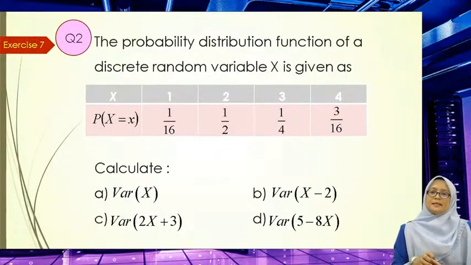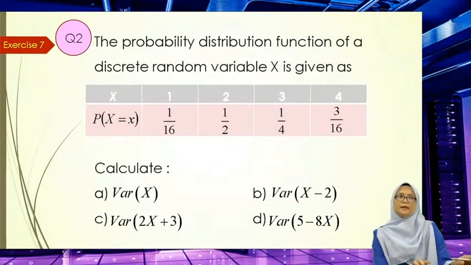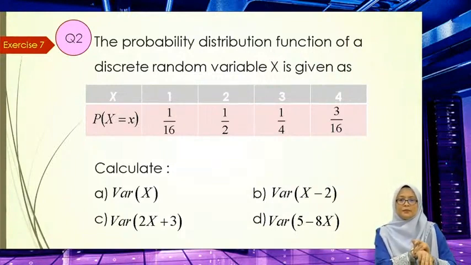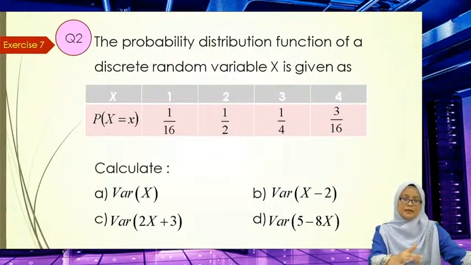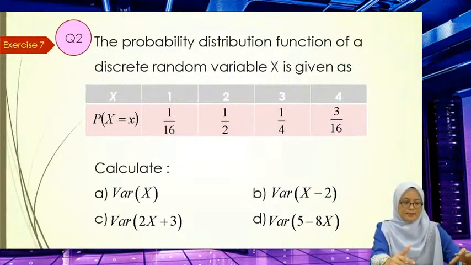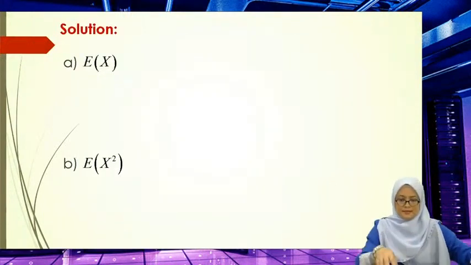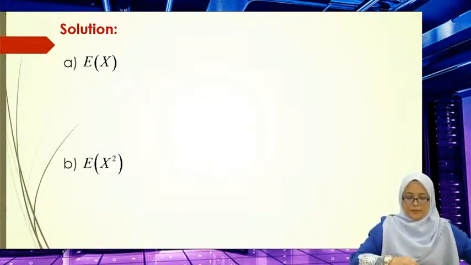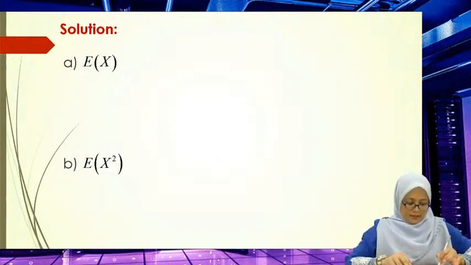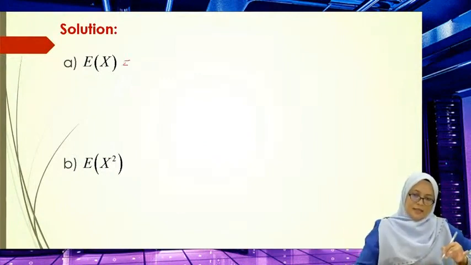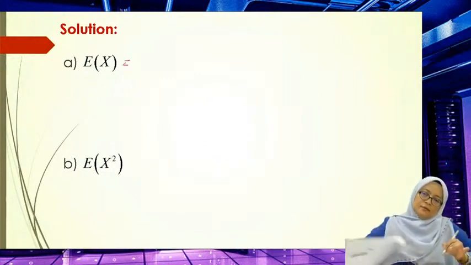Okay, so saya akan discuss dengan awak soalan 2 ni, exercise 7. Okay, so you are given probability distribution function in this table. Okay, so calculate the variance x and so on. Okay, so first kita kena cari dulu kita punya expectation of x. So sebab tadi dia ada dah formula variance. Okay, so cari expectation of x for this value.